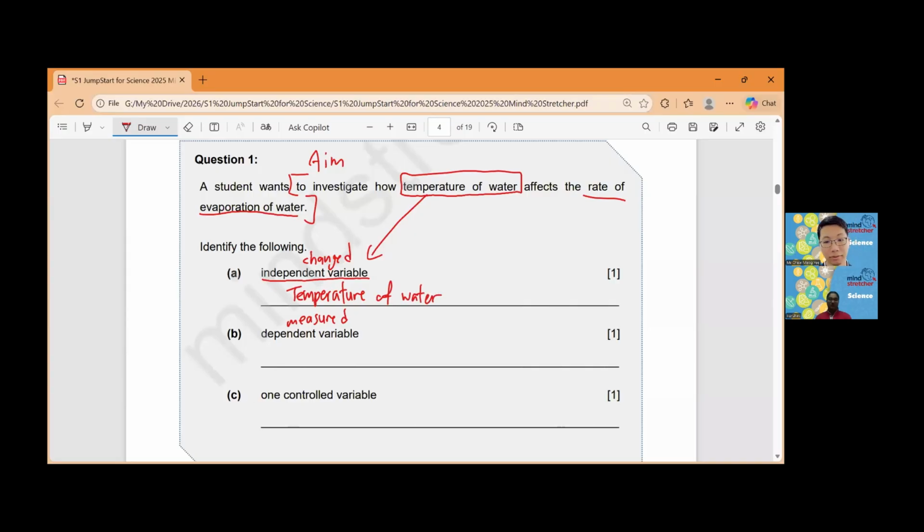Okay, there's only one for a fair test. So most of you got it correct. Okay, got it right. Now, the second one, what is being measured?